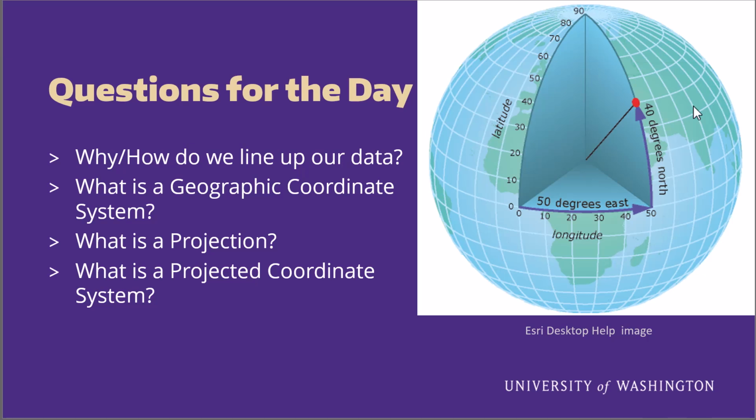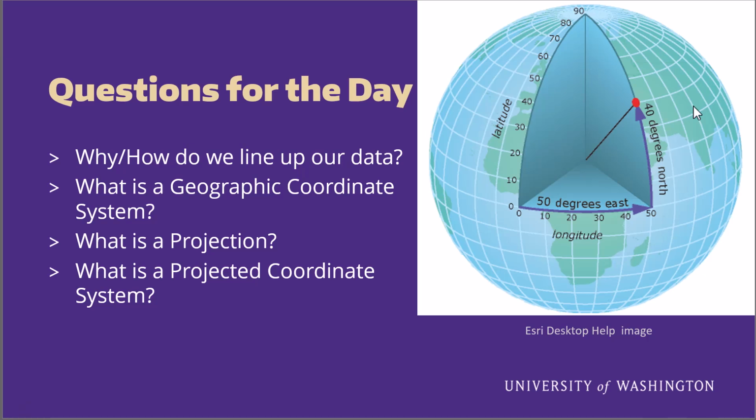A projection is a mathematical transformation that converts those spherical units of a GCS, geographic coordinate system, units of latitude and longitude, to a planar X and Y coordinate system. So planar being a flat coordinate system. So we're going from a globe or the sphere of the Earth to a flat map. So you can think of projected maps as flat maps.